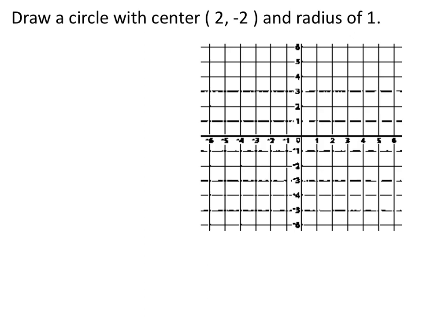Draw a circle with the center at 2, -2, and a radius of 1. All we need to do is graph the center, and then we'll find other points. We'll find points that are 1 unit away from that point, which would give us the actual points on the circle. Okay, so let's identify where 2, -2 is, right there. But not only that, let's go ahead and identify points that are exactly 1 unit away from 2, -2.